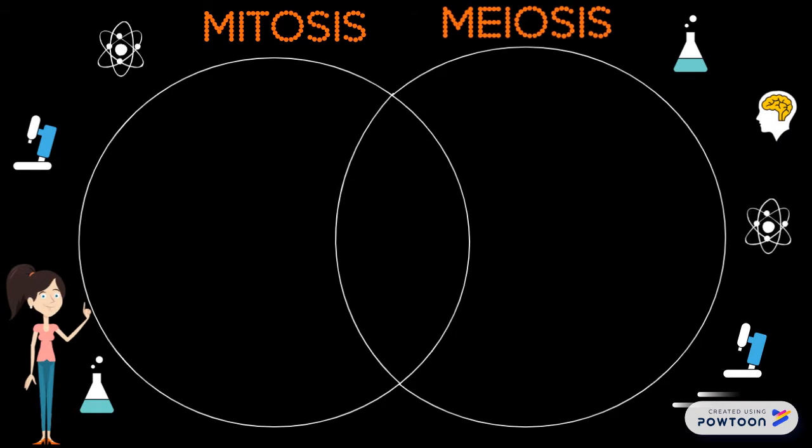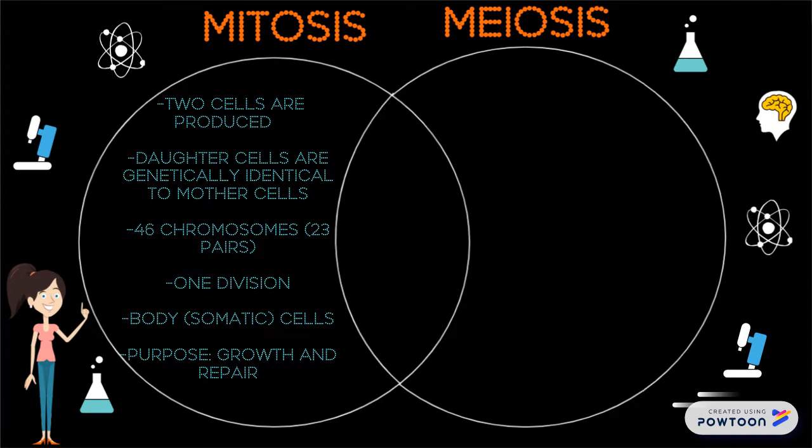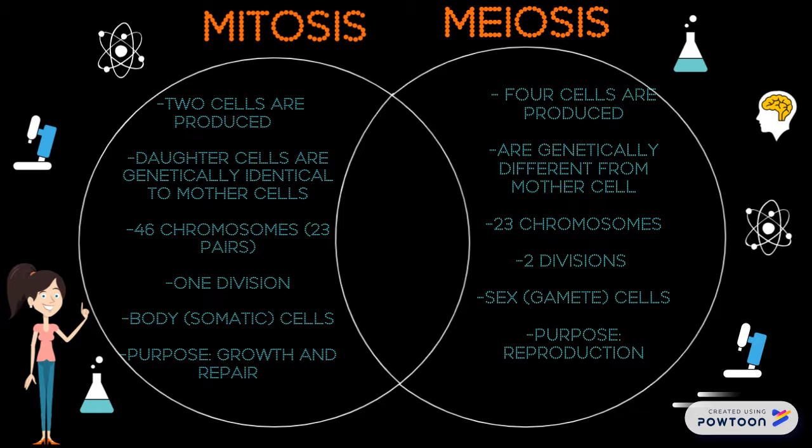Now that you've learned about mitosis and meiosis, let's focus on their differences and similarities. During mitosis, only 2 cells are produced. These are genetically identical to the mother and diploid, meaning they contain 2 complete sets of chromosomes. Mitosis also consists of only 1 division. It mainly focuses on the repair of somatic cells.